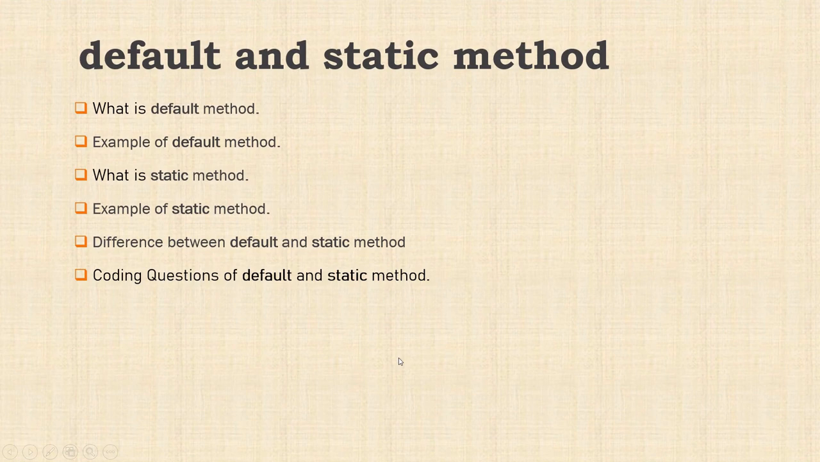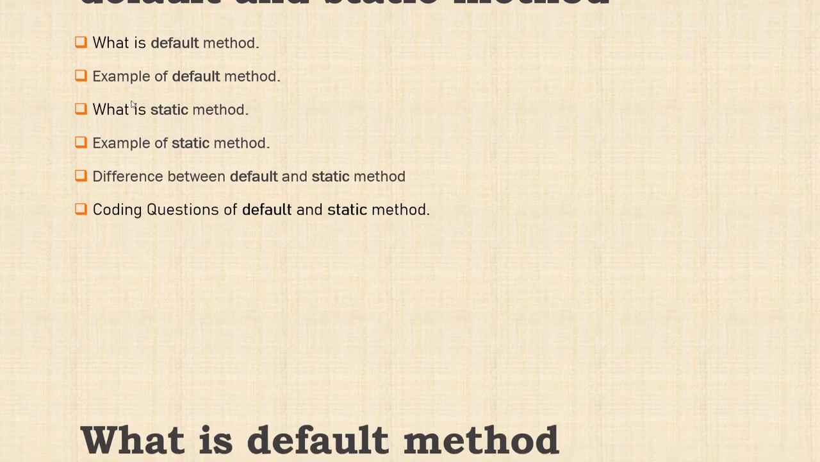So let's get started. We are going to cover these topics in this tutorial: what is a default method, an example of a default method, what is a static method, an example of a static method, the difference between default and static methods, and coding questions on default and static methods. We will cover them one by one. Firstly we'll try to understand the core part of default and static methods, then we'll do the coding. So please be calm, we'll understand one by one.